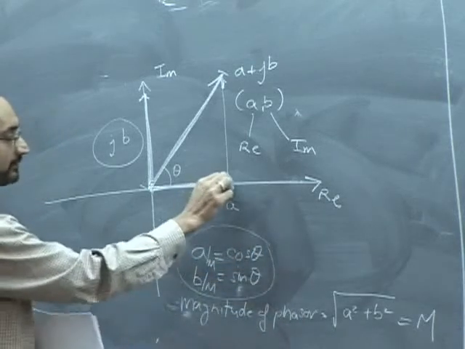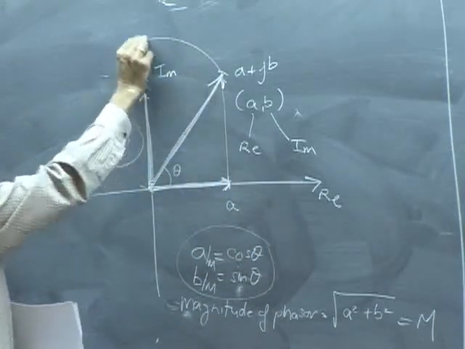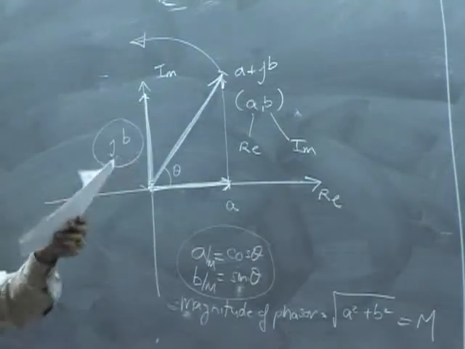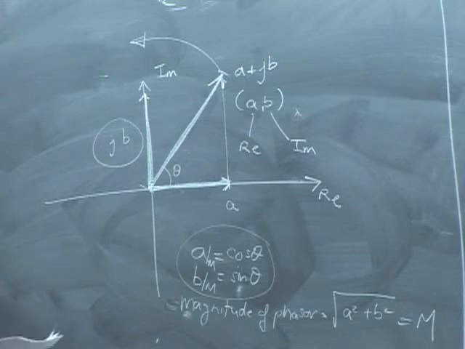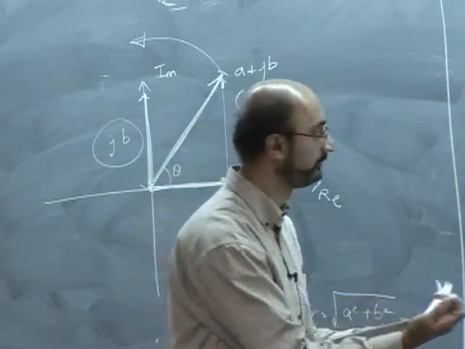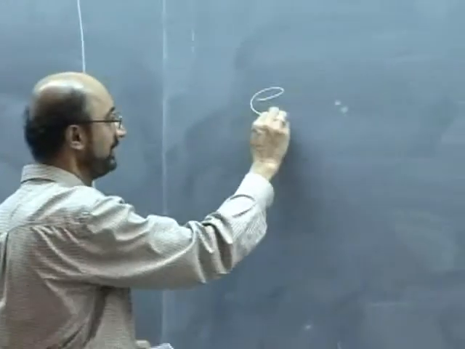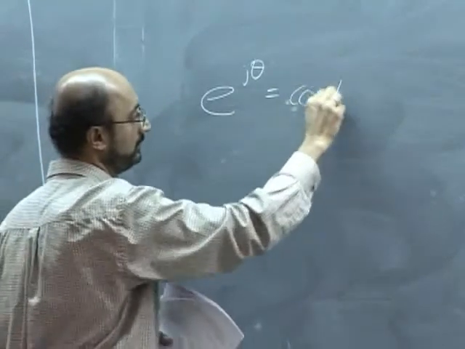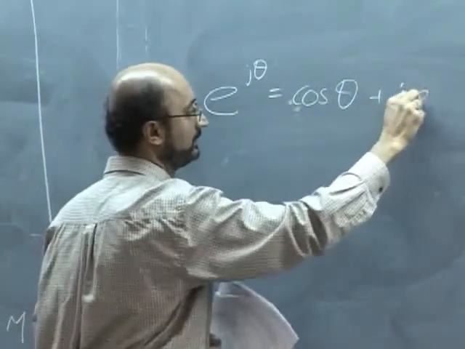If you view this as a phasor that's rotating like this, then we have this angle theta, and it's going to have some a plus jb, which is changing all over time. So Euler has this beautiful formula, and it says basically e to the power j theta equals cos theta plus j sine theta.